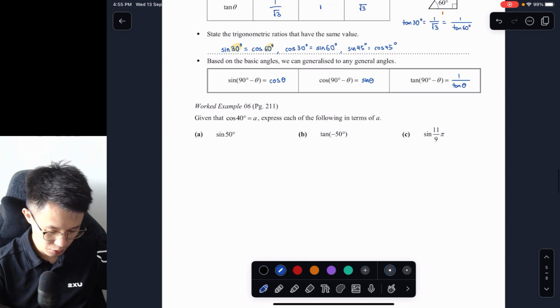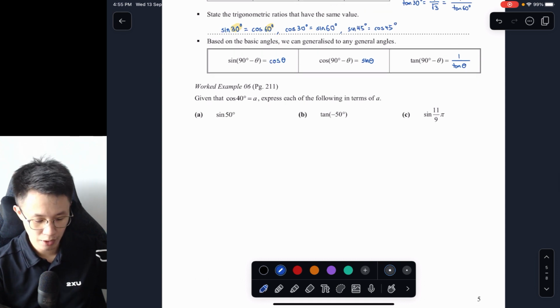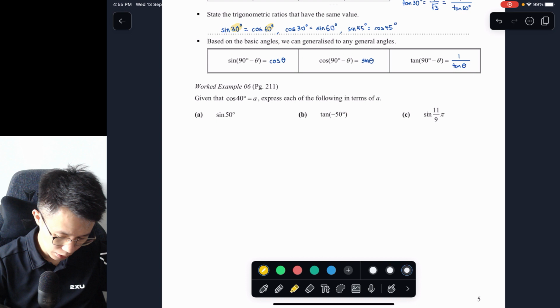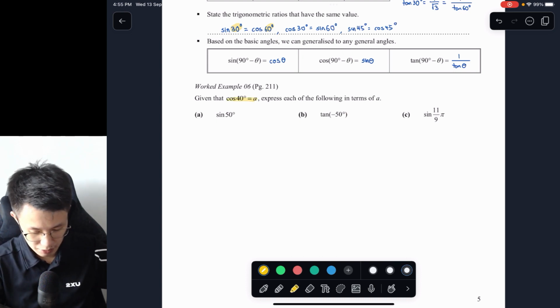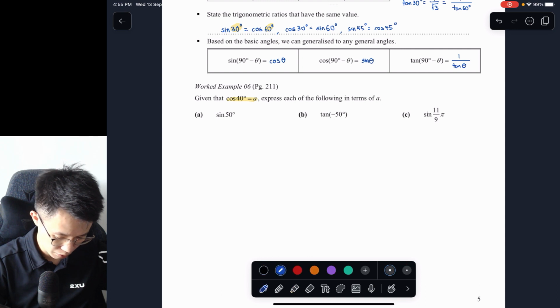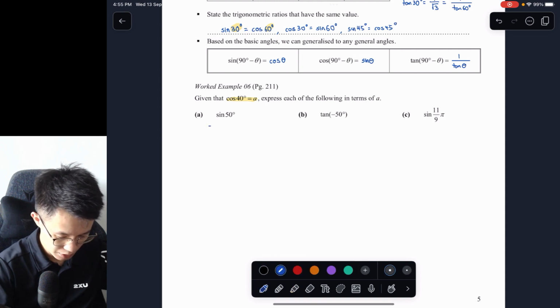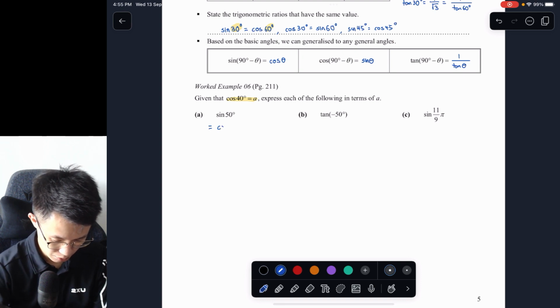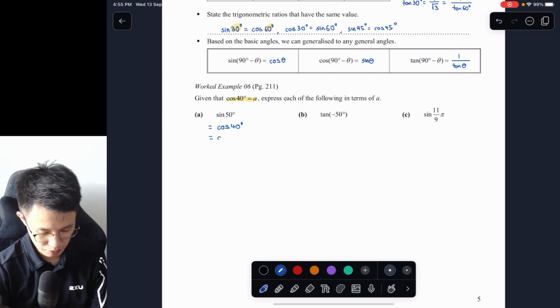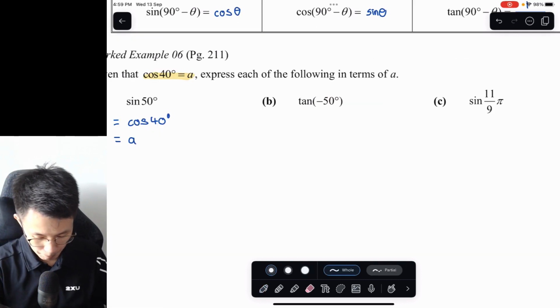So with that, we're going to go on to a worked example where we are given cosine 40 degrees is equal to A, and we're going to express each of them in terms of A. I think the first one is pretty straightforward. We can apply what we learned straight away. Sine 50 is simply going to be equal to cosine 40 degrees. And you can just directly apply it, you don't have to write anything, and you have A.